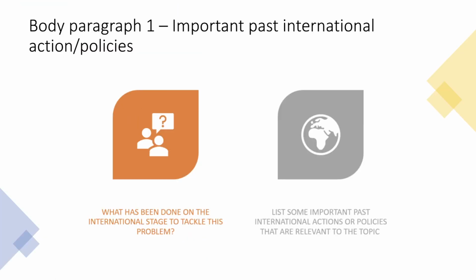Next up, we have the body paragraph. This paragraph basically answers the question, what has been done on the international stage or international level to tackle this problem? Here, you should talk about some important past international actions or policies. And when I say important, what I mean is that it should have great global impacts. Maybe it became the groundwork for an influential international organization, or maybe it drew some important definitions and boundaries that all issues regarding a problem must follow in the future. That is what I mean when I say important.